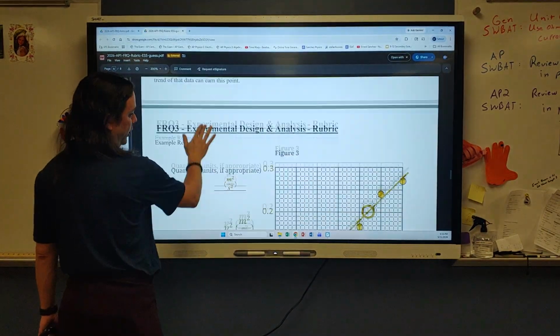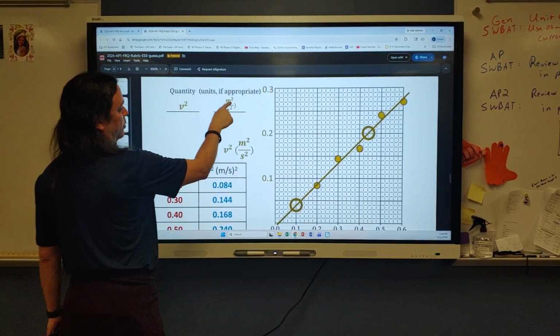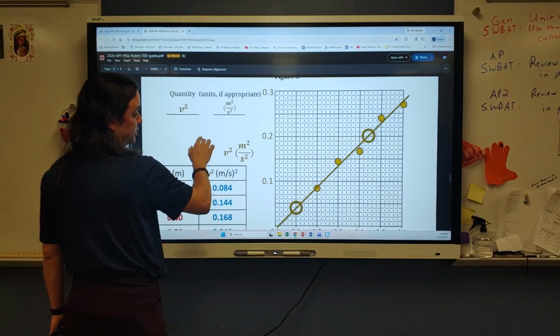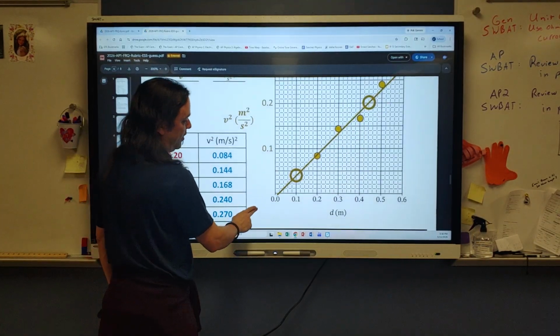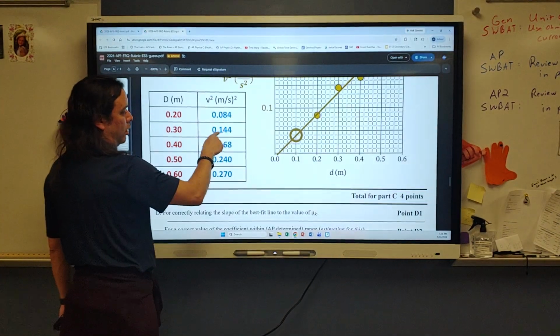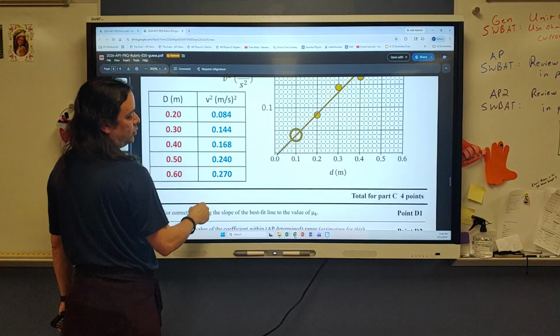Here we go. On my graph, I'm going to jump down to what it looks like here. So we've got v squared, in meters squared per second squared. I went ahead and marked it here too. And then I saw the following. So here's what my table would look like: 0.084, 0.144, 0.17, 0.24, and about 0.27.